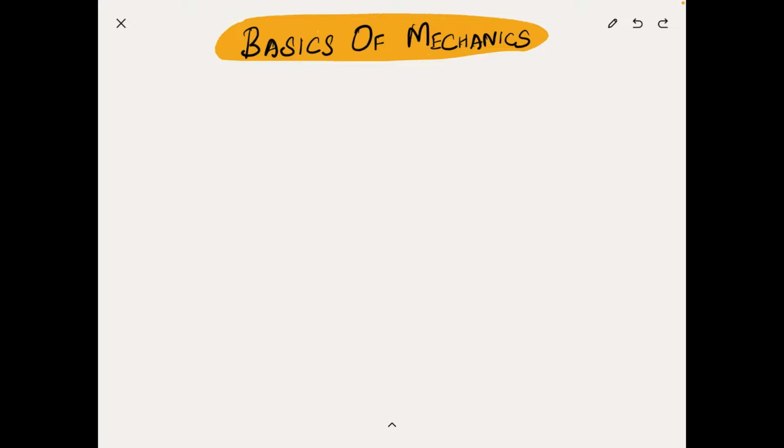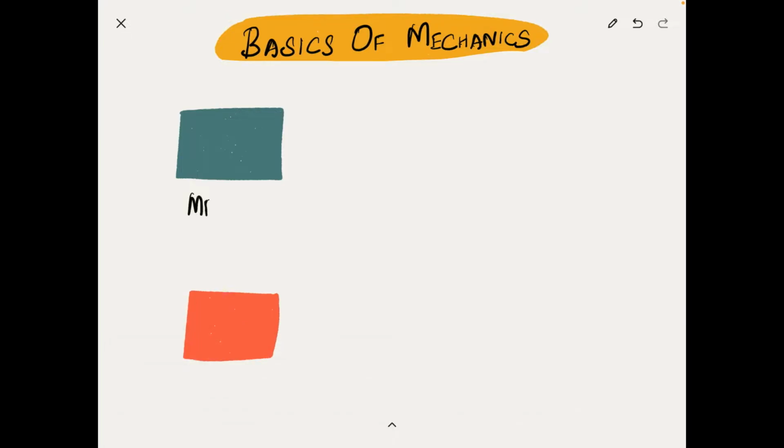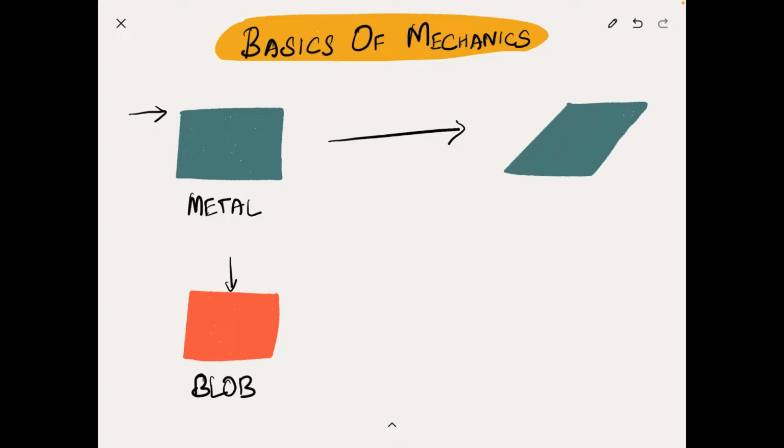Let me give you a short example. Let us consider a metal object. This may be some steel or something. And let us consider a flexible object, maybe a sponge or a blob. So this is metal and this is blob. Alright, so if I'm applying force in this direction, and if I'm applying force in this direction for a blob, then this metal would deform into something like this, and the blob would deform into something like this, or it will take some random shape.